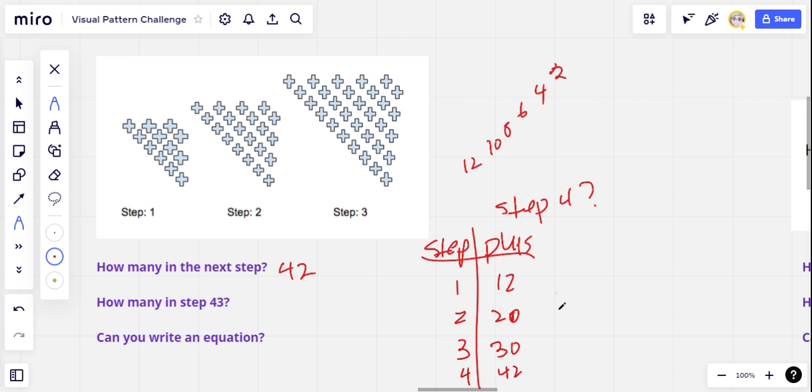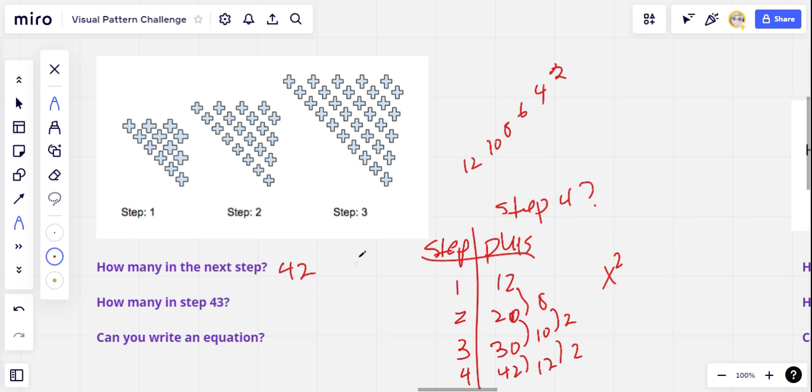Once we've got the numbers arranged in a chart, we can take the difference between each step. So 20 minus 12, that's 8. 30 minus 20 is 10. And 42 minus 30 is 12. That is not a constant, so we know this isn't a linear pattern. We can go ahead and take the difference of the differences. 10 minus 8 is 2, 12 minus 10 is 2. There we're getting a constant. So if you get a constant in the second order differences, the difference of the differences, you know it's quadratic.